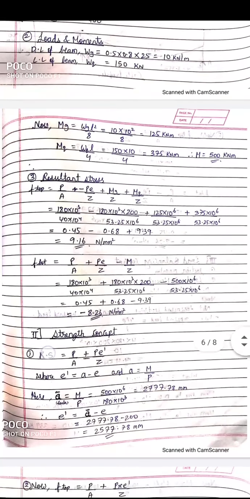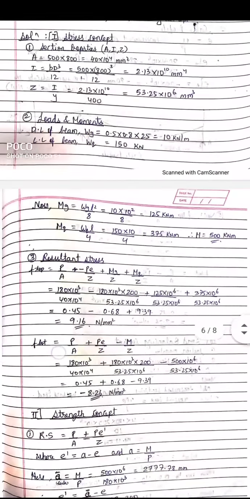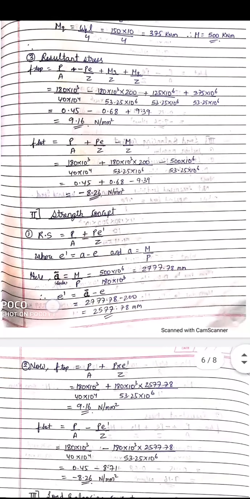Similarly, your F bottom is given by P by A plus PE by Z minus M by Z, and it comes out to be minus 8.26. So we got the resultant stresses with the help of the first concept, that is your stress concept. Now we will go for the second concept, that is the strength concept or the pressure line method.